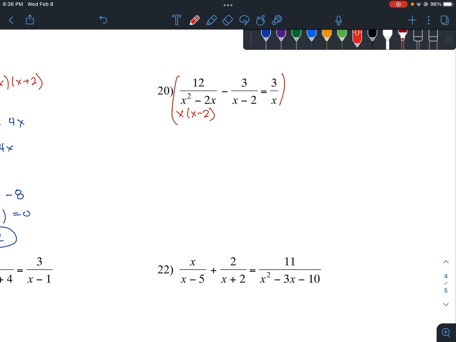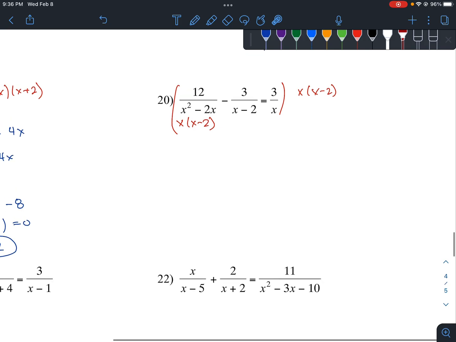So my least common denominator is x and x minus 2, since every denominator consists of one or both of these factors. So if I multiply it through, those are going to cancel in their entirety, so I'm just going to be left with 12. Then I have minus 3. When I multiply this term by my least common denominator, the x minus 2's are going to cancel, and I'm just going to have 3x, so minus 3x. I guess I don't need those parentheses, but so just 3x equal to 3.